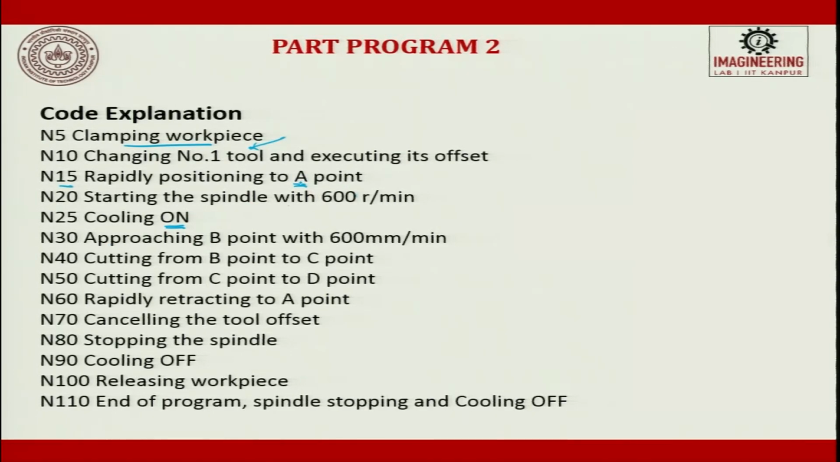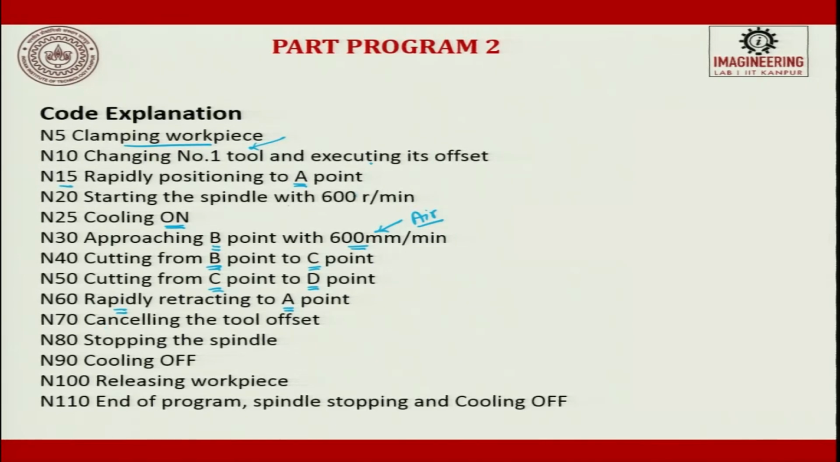from A you will move to approaching point B with 600 millimeter per minute, because this happens in air, you are not touching the workpiece. So, this happens in air. So, you move in rapid speed. Then cutting from B to C happens at a given speed and feed rate. Then cutting from C we go to D point. Then after finishing the D point we retract the tool to come back to point A.